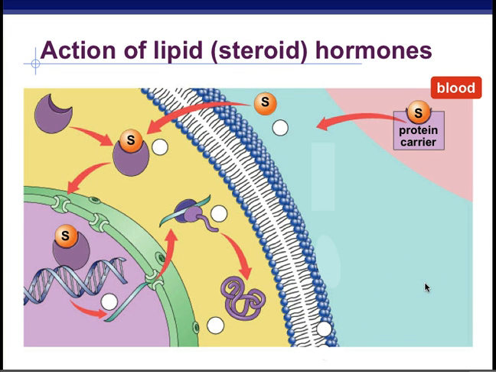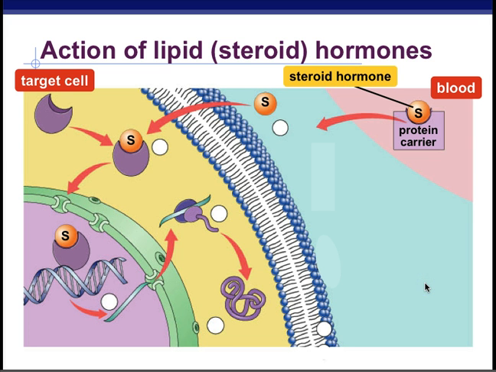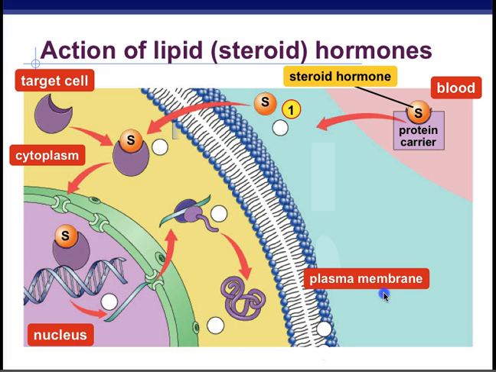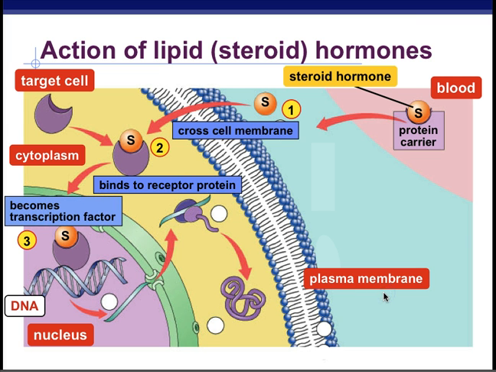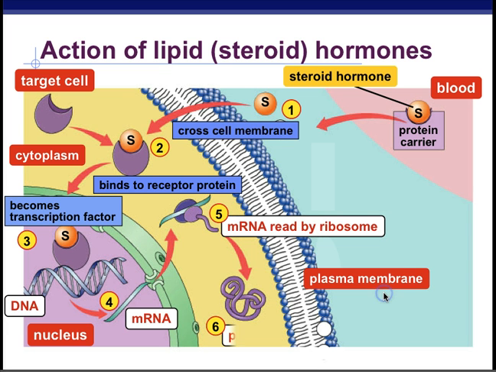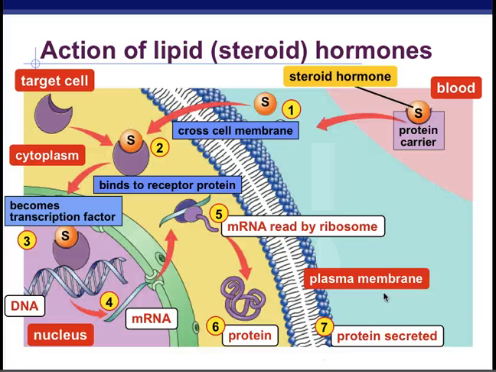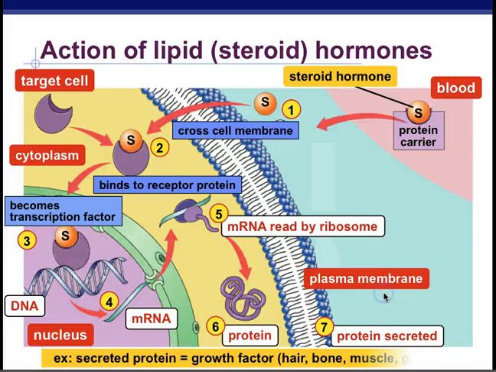Next slide. There we go. So there's blood, there's our steroid hormone, our target cells, the plasma membrane, the cytoplasm, nucleus, and crossing the cell membrane. You should be able to use this slide as practice to make sure you understand the steps of how a lipid hormone crosses the cell membrane, binds to DNA to be a transcription factor, and causes a protein to be formed and then released.